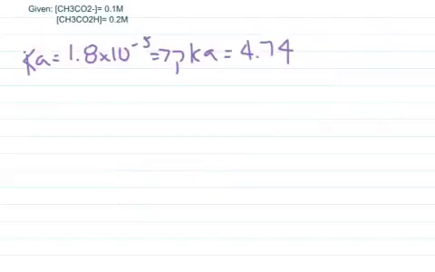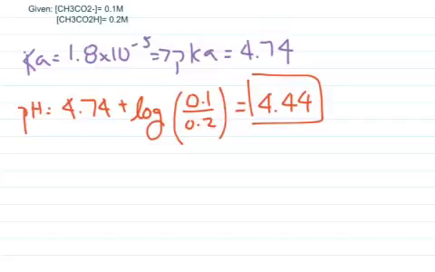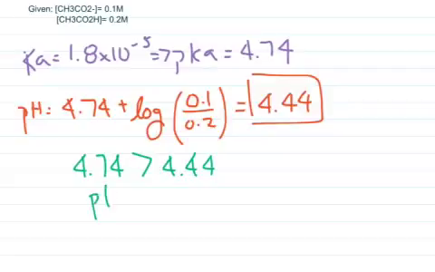Now let's do another example. Again, we have acetic acid and acetate. The Ka of the acetic acid is 1.8 times 10 to the minus 5. Again, I take the negative log of the Ka to give me a pKa of 4.74. Now I plug this into the Henderson-Hasselbalch equation to give me 4.44. This is an acidic solution, and it is more acidic than the pKa. My pKa is 4.74, which is greater than 4.44. So that means my pKa is more basic than my pH, or my pH is more acidic than my pKa.